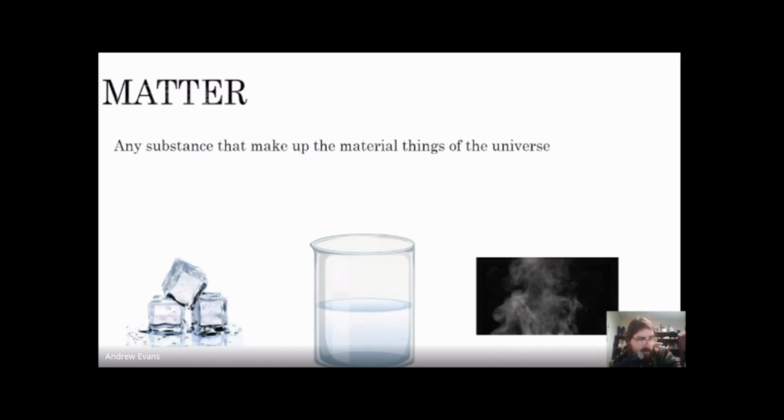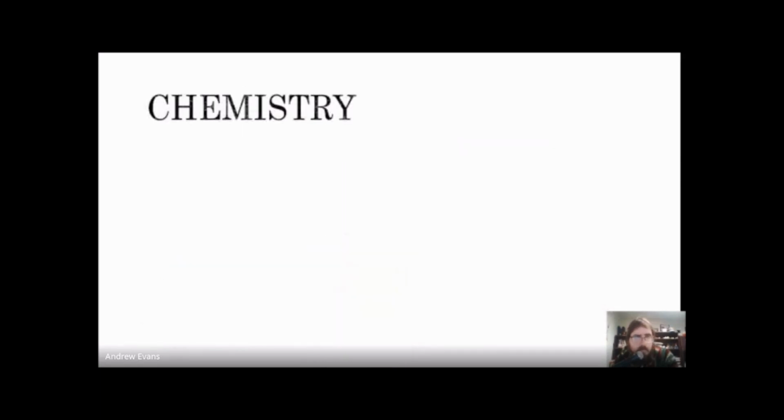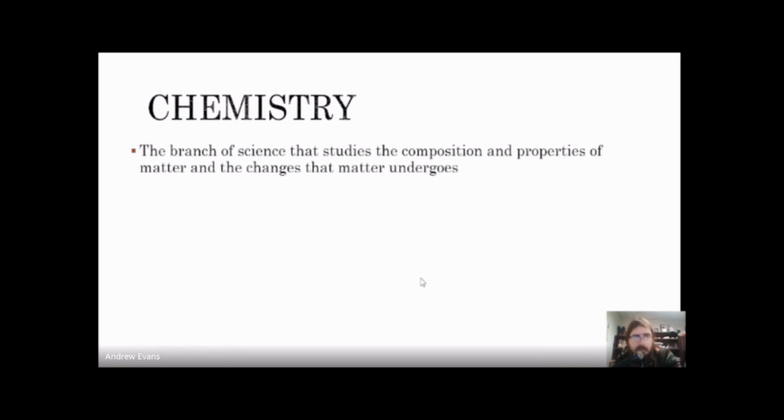Ions, even electrons themselves, are a type of matter. And we'll look more at this a little bit later. One thing we need to worry about is chemistry. Chemistry turns out to be the branch of science that studies the composition and properties of matter and the changes that matter in turn undergoes.